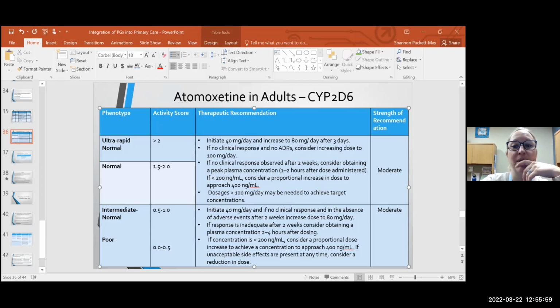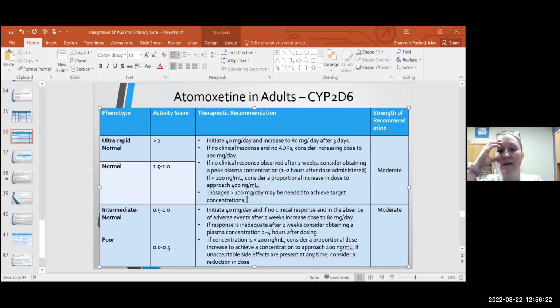And it does recommend, with moderate strength of recommendation, that you can go above 100 milligrams a day. I haven't done that before, but it is a consideration, especially in a lot of our patients who have co-occurring substance use disorders, that it could be added or increased.